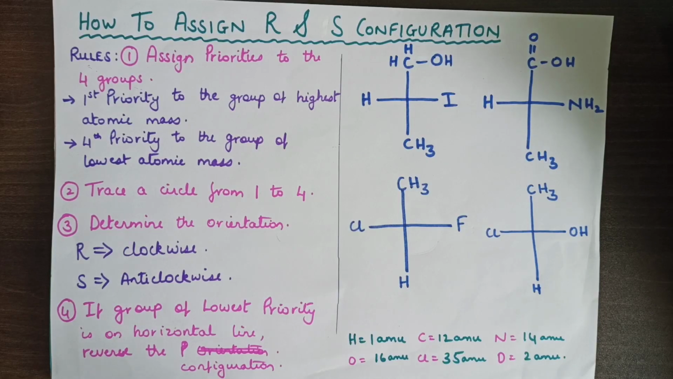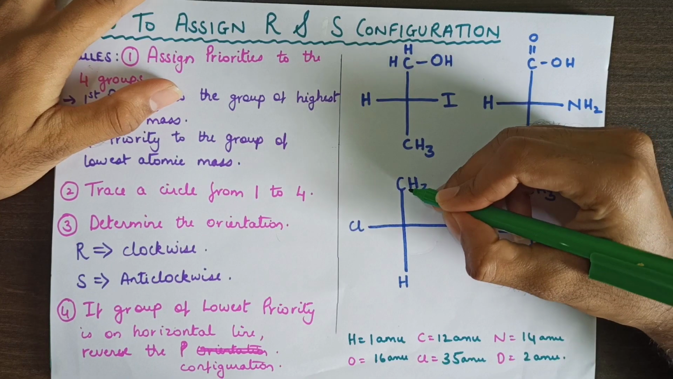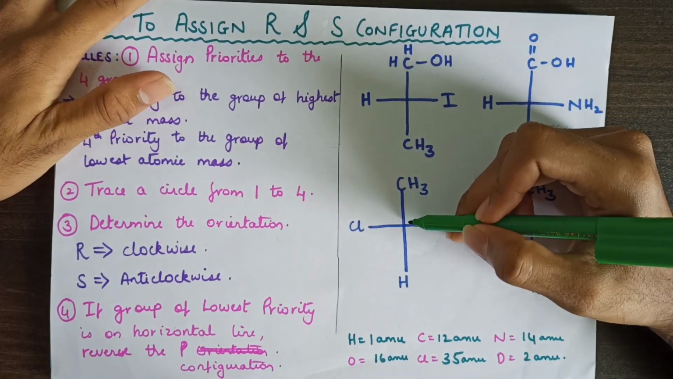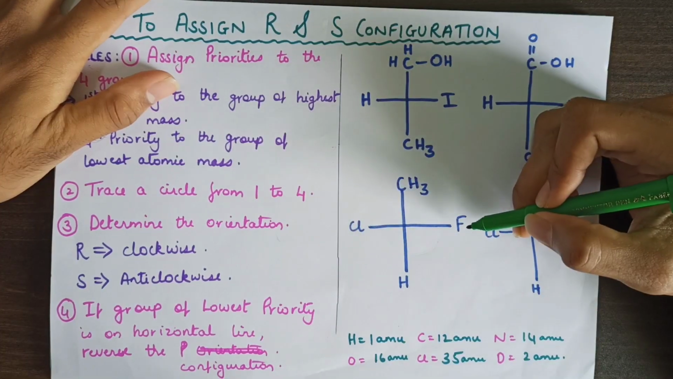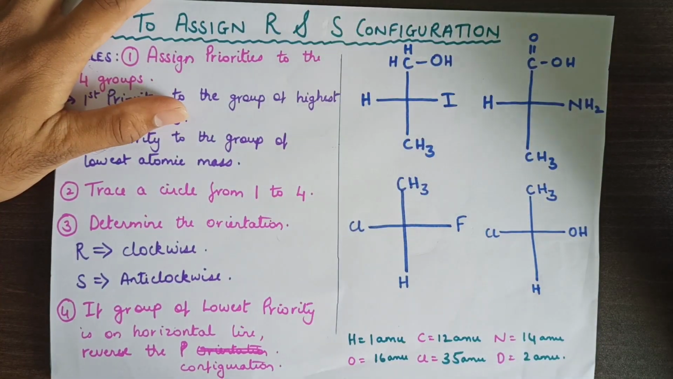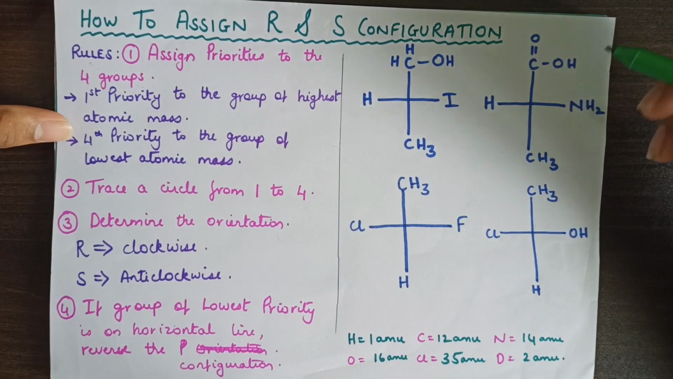Hi friends, in today's video, I will be teaching you how to assign the R/S configuration. Now the R/S configuration is assigned to a carbon which is connected to 4 different atoms. As you can see in this example, a carbon which is connected to a carbon, a chlorine, a hydrogen and a fluorine. You assign the priorities based on the atomic masses.